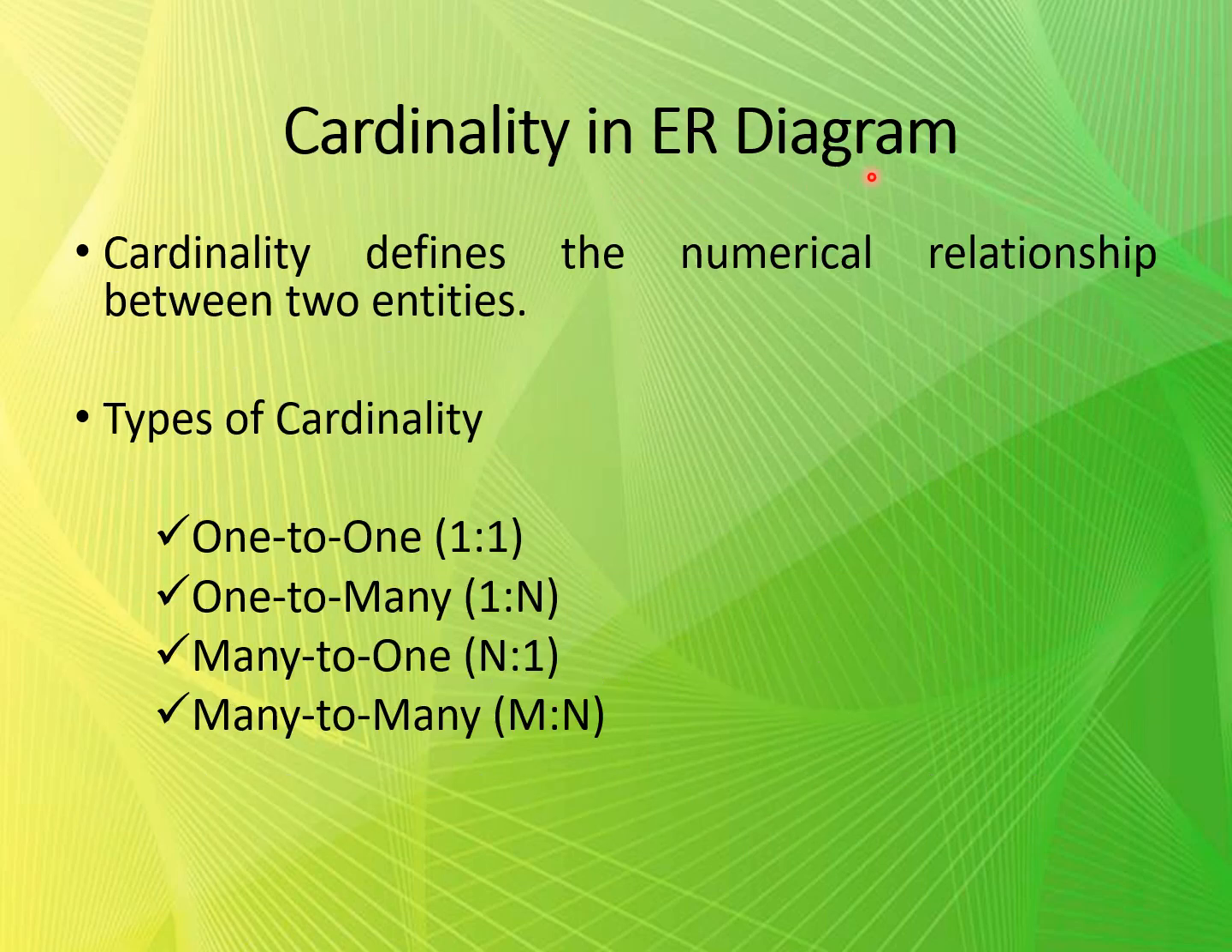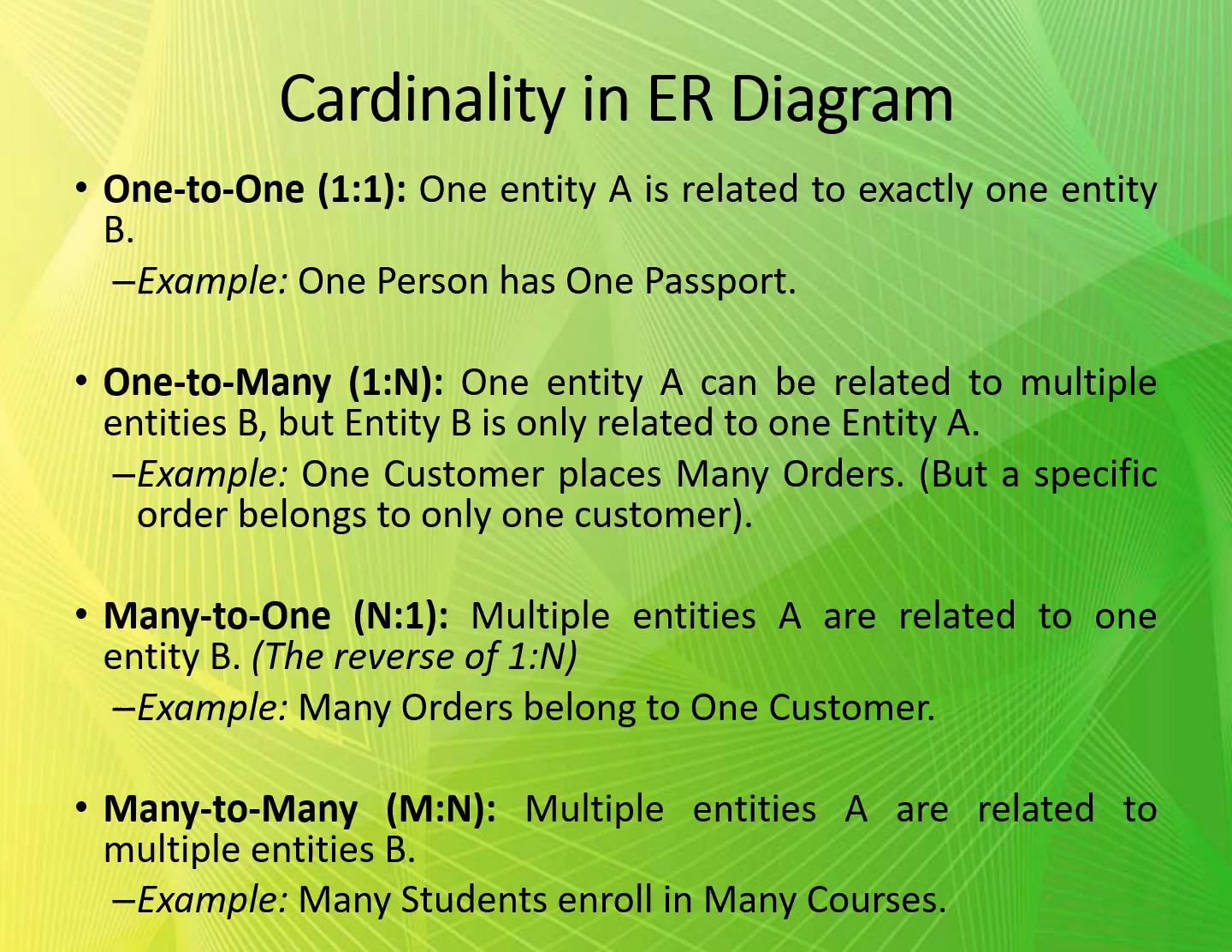Next, cardinality in ER diagram. Cardinality defines the numerical relationship between two entities. There are different types of cardinality: one to one, one to many, many to one, many to many. One to one means one entity A is related to exactly one entity B. For example, one person has one passport. That is the one to one cardinality.